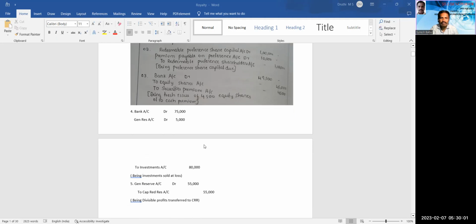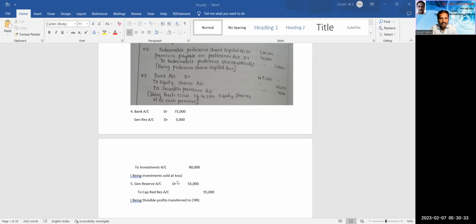Now the fourth one, you should write like this because investments you are making the sales. Bank account debit 75,000. General reserve account debit 5,000. Why? This is the loss. Loss to be debited. Usually we debit profit and loss account, but here we don't have profit and loss account. That's the reason why general reserve is given. General reserve could be adjusted. So to investments account, 80,000 rupees credit. Being investment sold at loss.